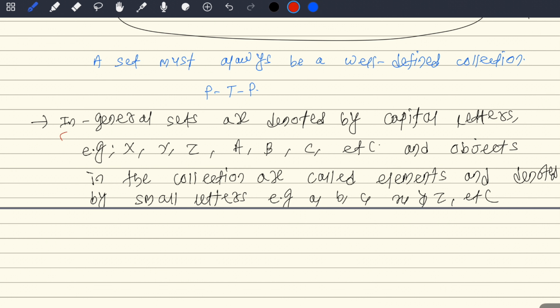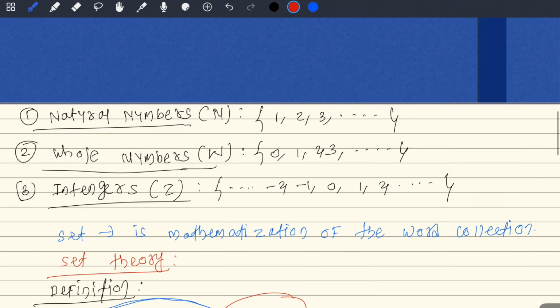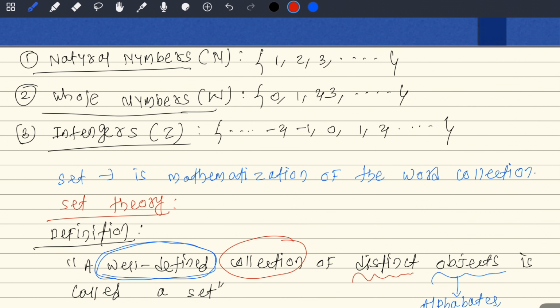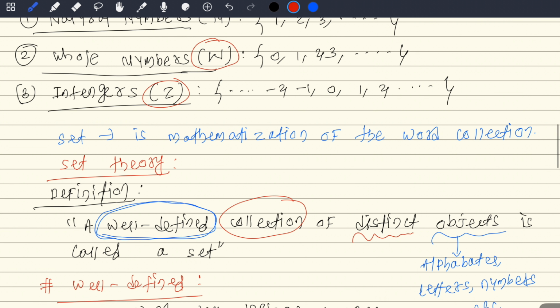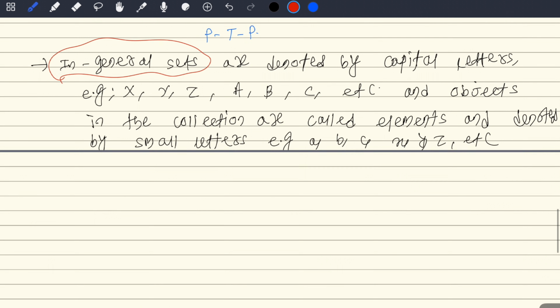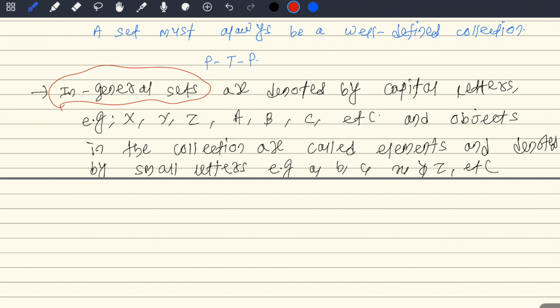So generally, it is not like a thumb rule we have to note, but generally we are adopting this. So usually we are writing by this notation. Like you see in school also, right? Natural numbers capital N, whole numbers capital W, integers capital Z, rational numbers capital Q, real numbers capital R. So usually this notation we use, capital letters to denote the sets and small letters to denote its elements. Whatever is inside the collection is called elements.